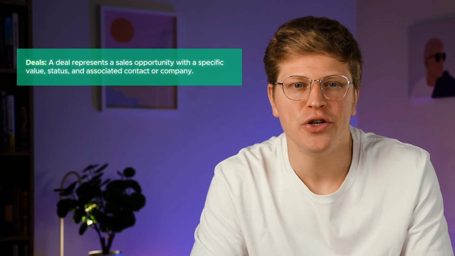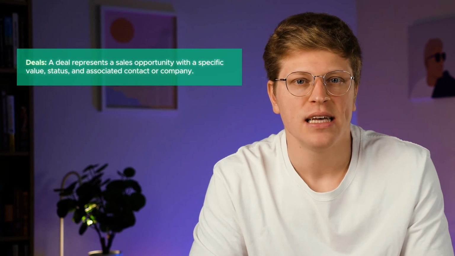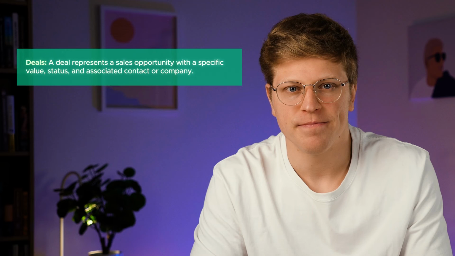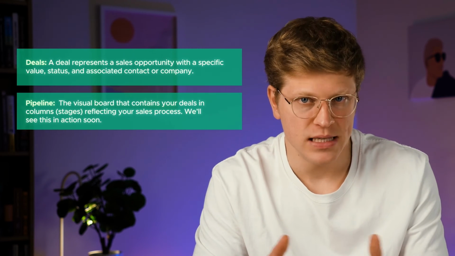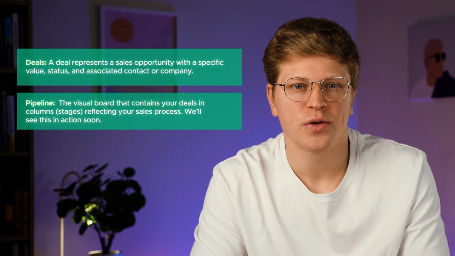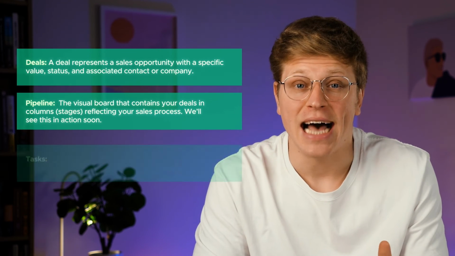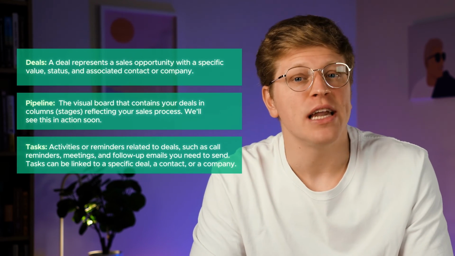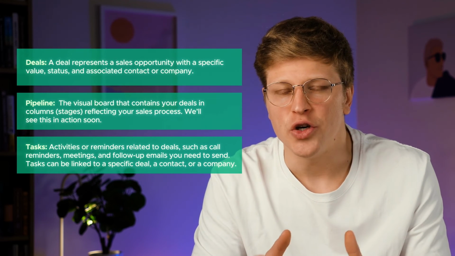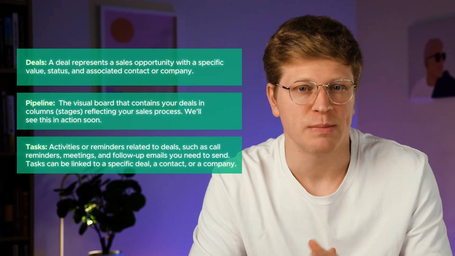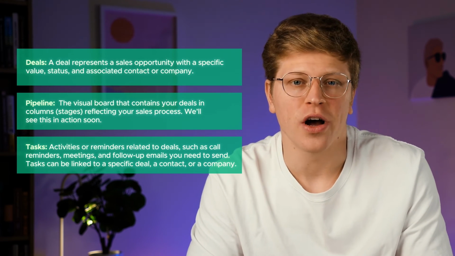Before we get started, let me walk you through a couple of terms you'll want to keep in the back of your mind. Deals. A deal represents a sales opportunity with a specific value, status, and associated contact or company. Pipeline. The visual board that contains your deals in columns, stages, reflecting your sales process. We'll see this in action soon. Tasks. Activities or reminders related to deals, such as call reminders, meetings, and follow-up emails you need to send. Tasks can be linked to a specific deal, a contact, or a company.